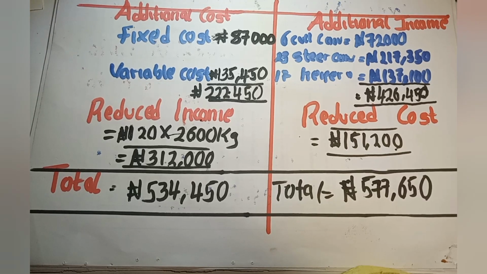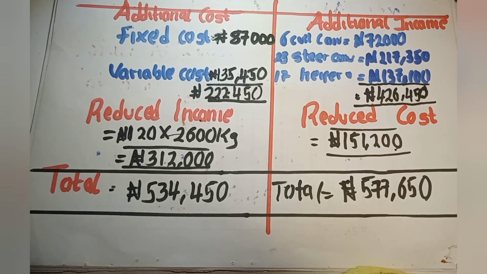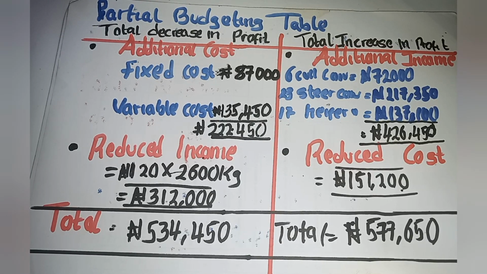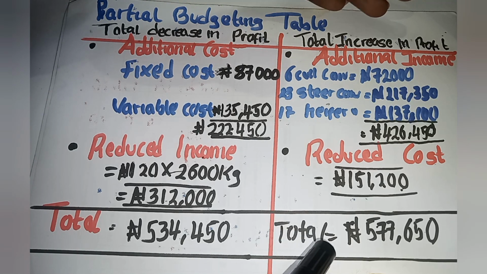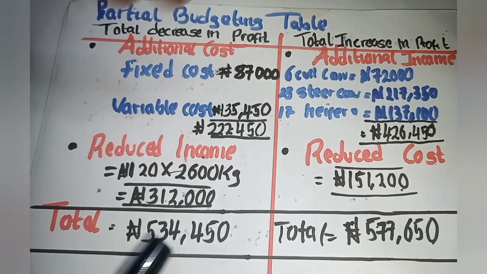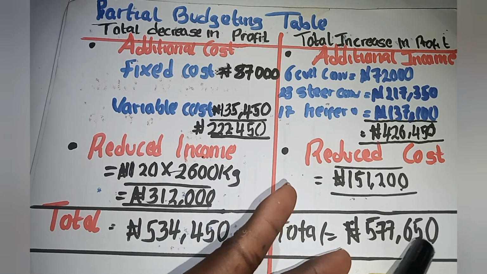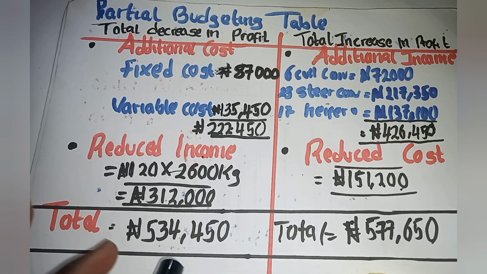Now, you will not stop your calculation here. You have to get the net change in profit. And how do you calculate the net change in profit? The net change in profit is the total increase in profit minus the total decrease in profit. Now we proceed to calculate the total net change in profit. It is the subtraction of total increase in profit, which is this, and total decrease in profit, which is this. So I'm going to be subtracting 577,650 naira minus the 534,450 naira.